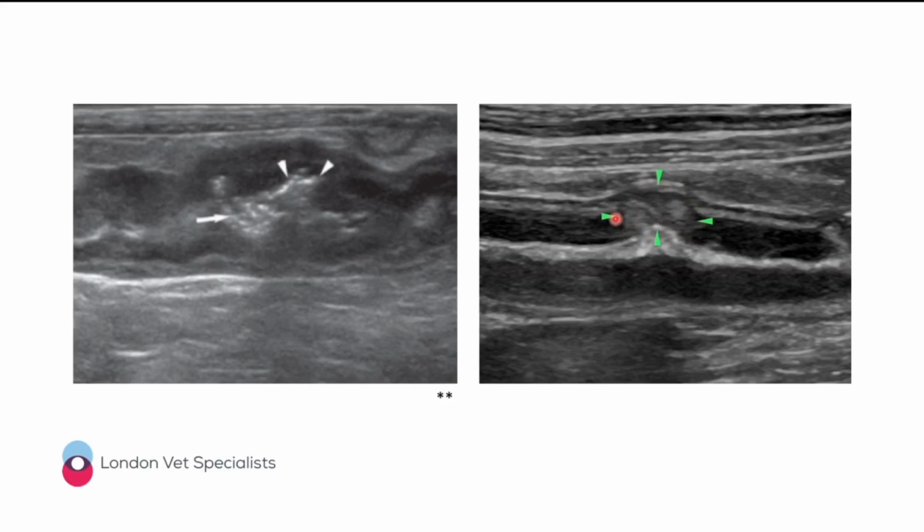So this is a non-specific finding, and it certainly doesn't require anything more than some medical treatment in the first instance. This is a small intestinal ulcer. This is something to be very concerned about. If there's a small intestinal ulcer here, it could have ruptured.